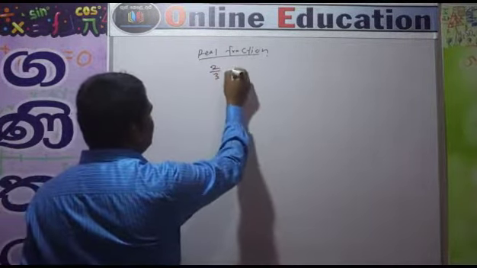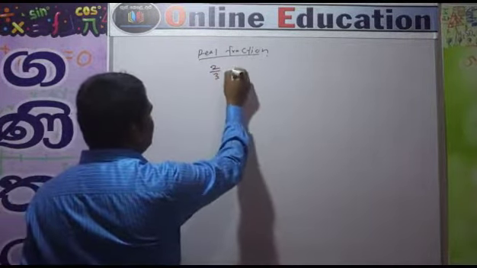Next fraction type: unit fractions. How can we understand unit fractions? If the numerator value is always 1, that is a unit fraction.